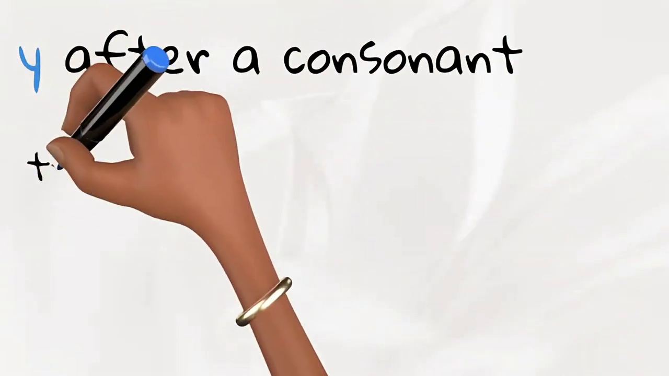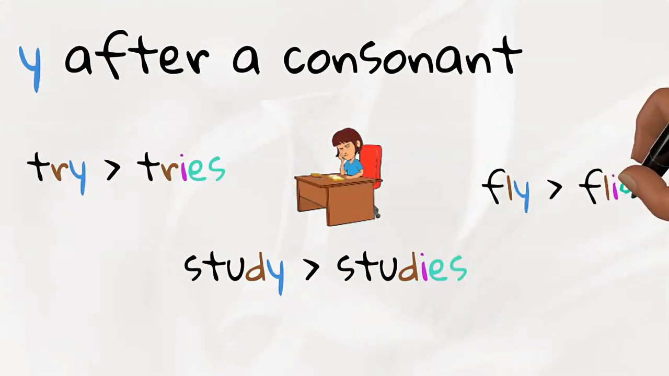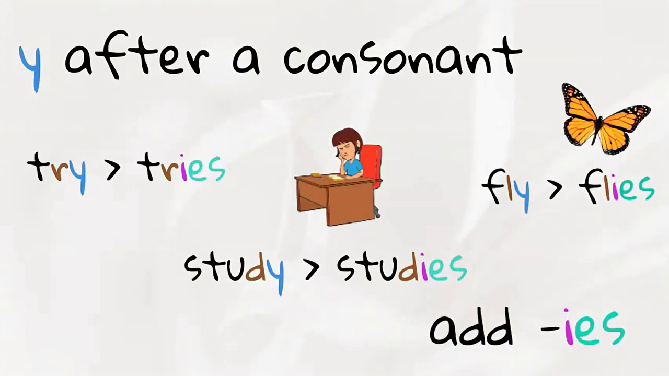Another thing to be careful with are the verbs ending in Y. If you have a verb ending in Y after a consonant, then you add IES. The Y turns into an I. Like try becomes tries. Study becomes studies. Fly becomes flies. And the same goes with butterfly. It's not a verb, but it follows the same rule.